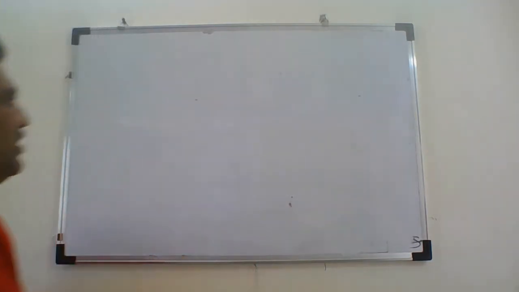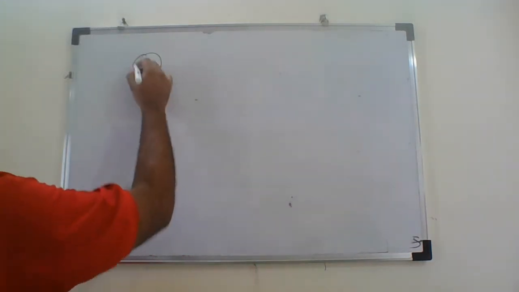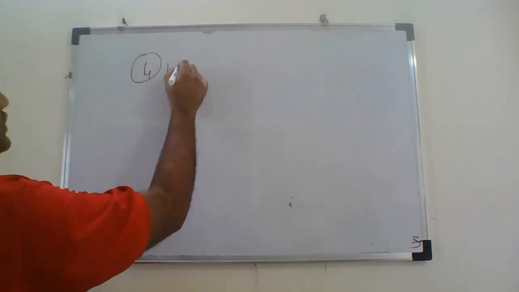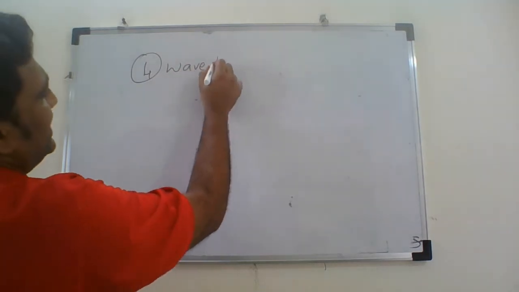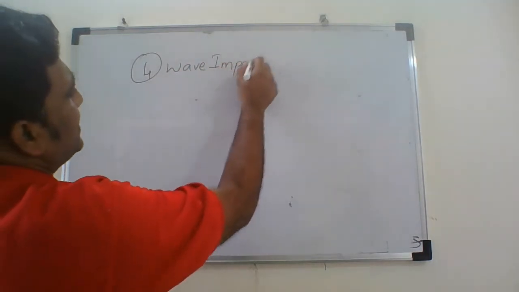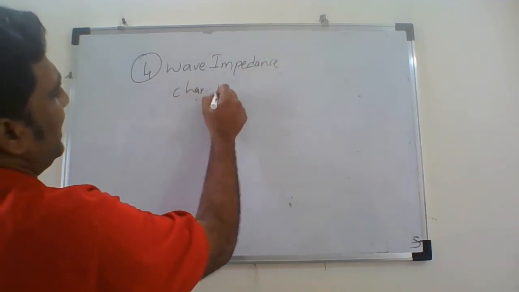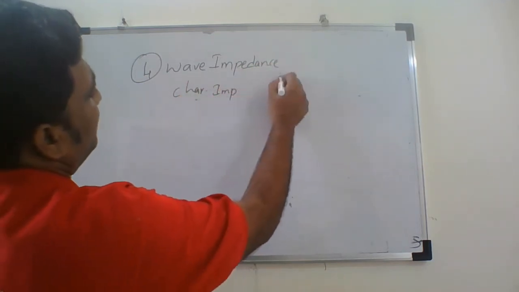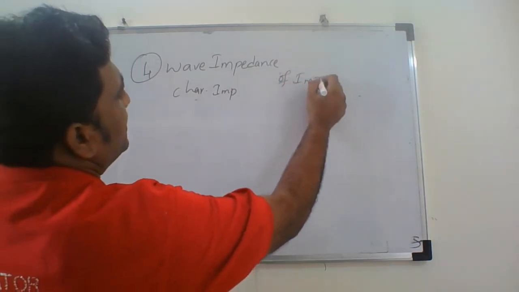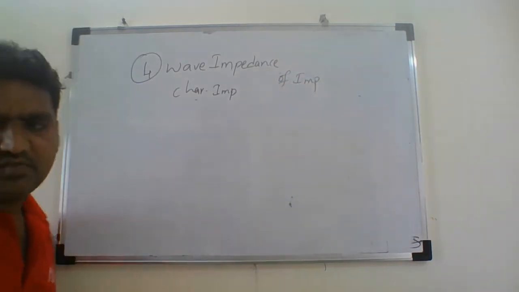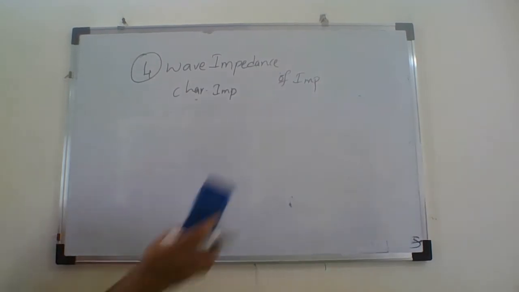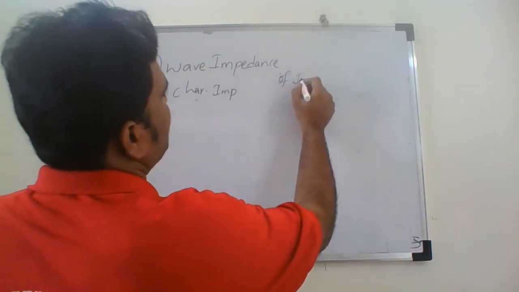Firstly, let us start with the first parameter for today, that is the fourth parameter overall, which is the wave impedance or characteristic impedance of the waveguide. This is the topic that we are going to discuss today.